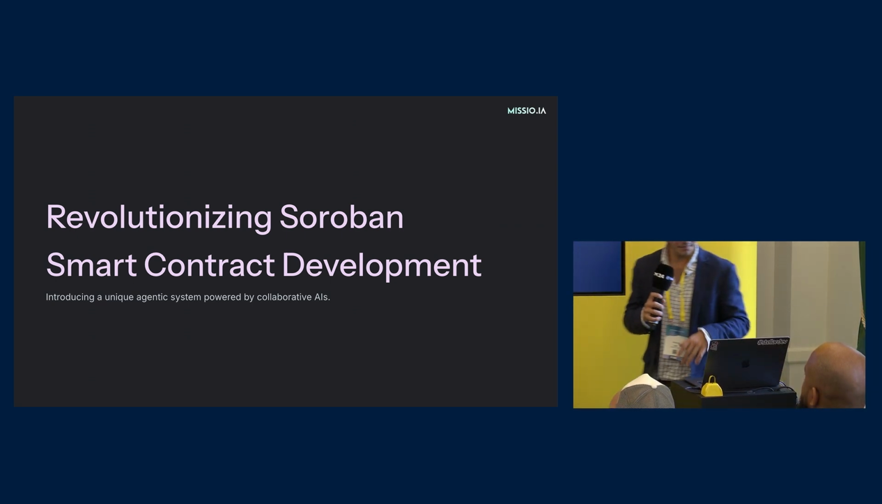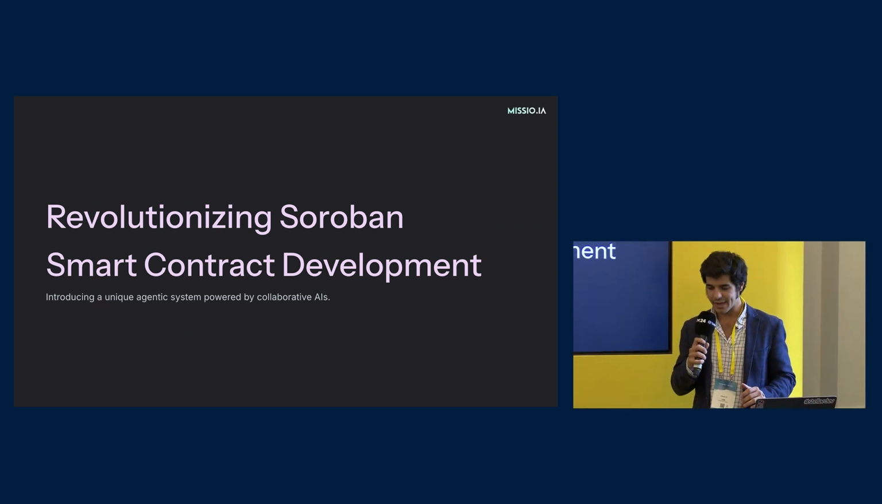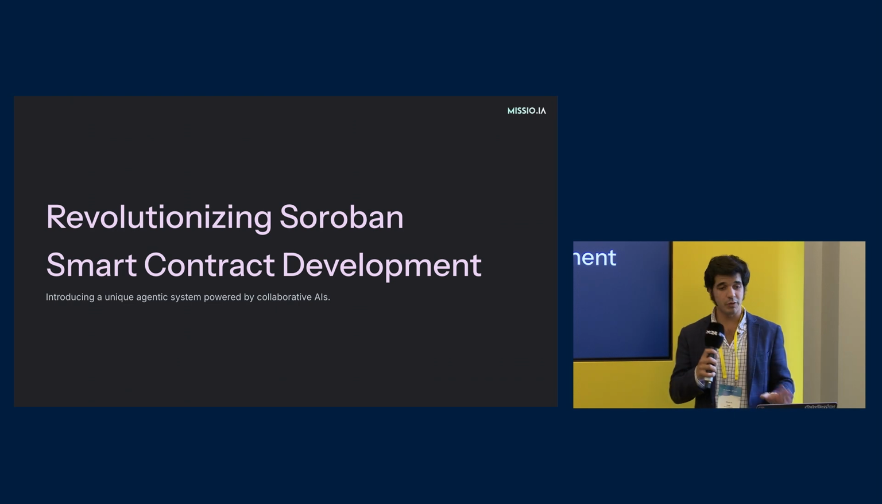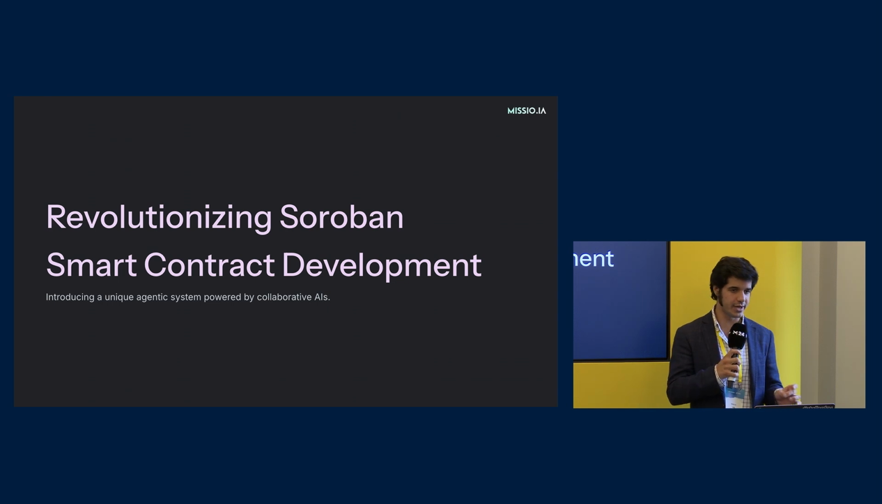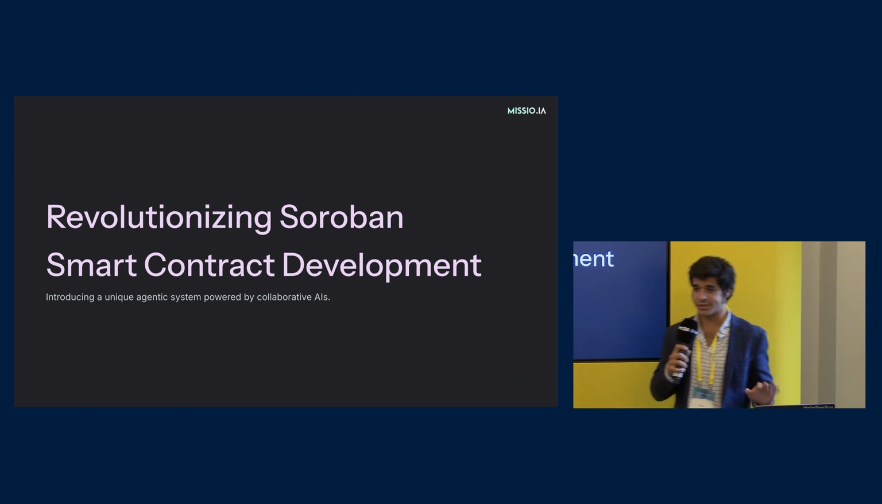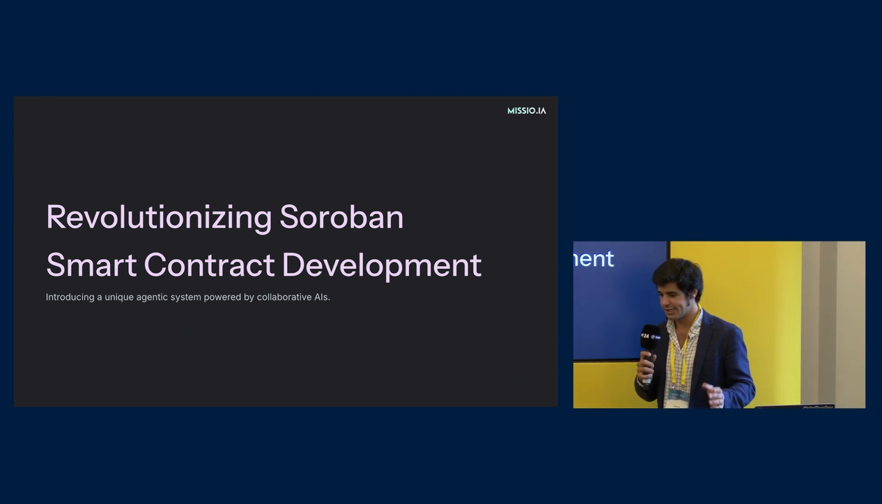We are Missio, and right now we're working on a web-based tool to empower developers and to be a catalyst for growth of the Soroban ecosystem, and Stellar, of course. First of all, let me walk you through the AI solution: what's working there, what's happening, and how it's going to help you generate smart contracts.